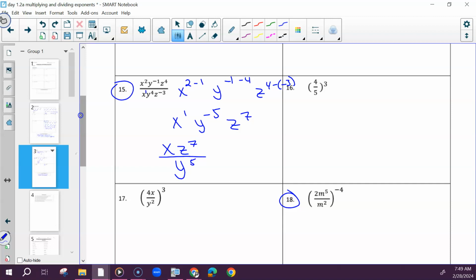If you had switched the y and the z at the beginning and still added or subtracted, you would still get the same thing. It just depends on which you prefer. Do you have questions about that one before we do 18?